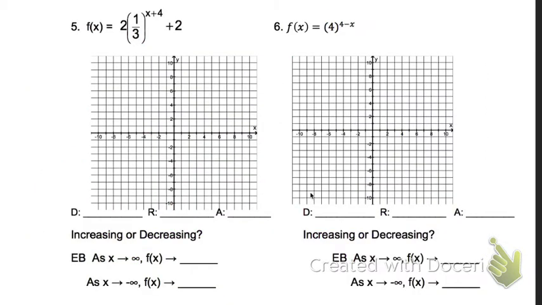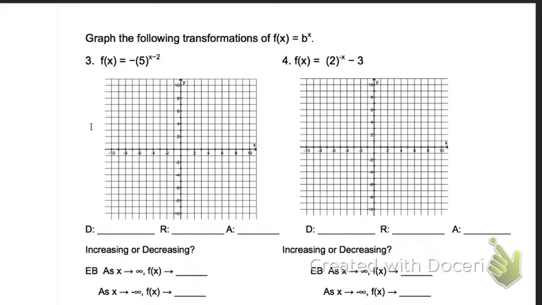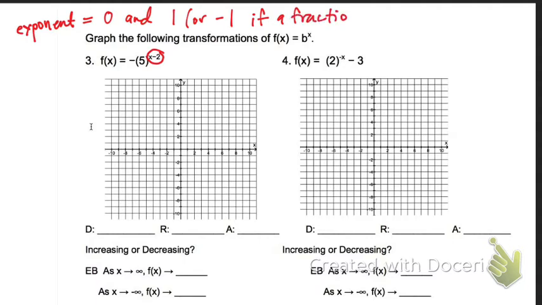So let's look at number 3. Now, when you are graphing, there are 2 points that I'm going to be grading or that I'm checking. And so when you're graphing, you want your exponent to equal 0 and you want your exponent to equal 1. I'm going to write this at the top. So exponent equals 0 and 1. And I'm going to put in parentheses negative 1 if a fraction, which I'll show you here in a minute.